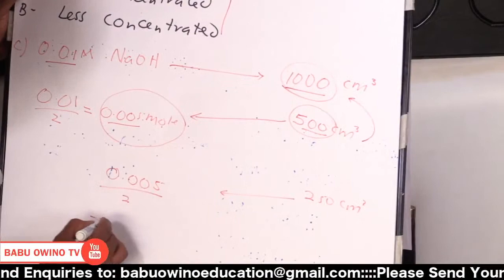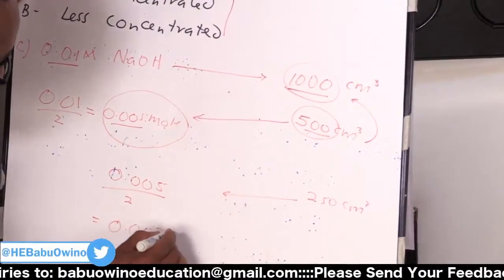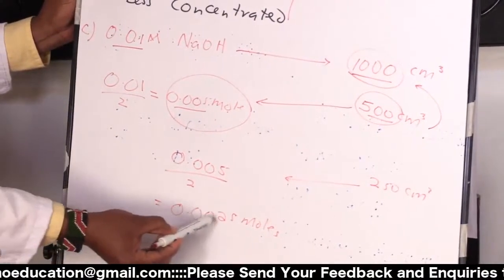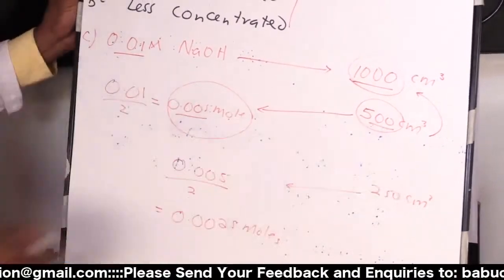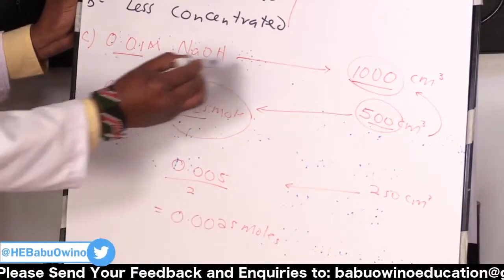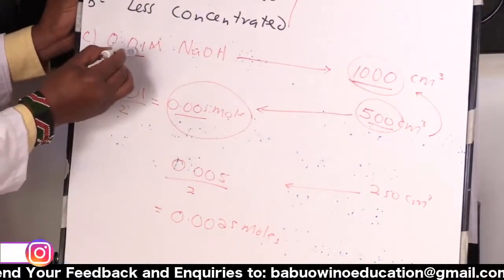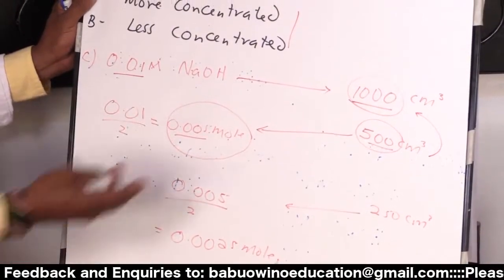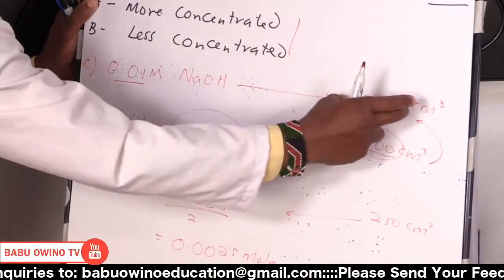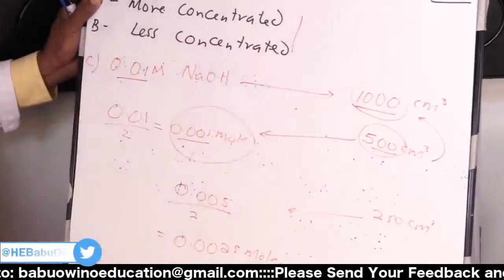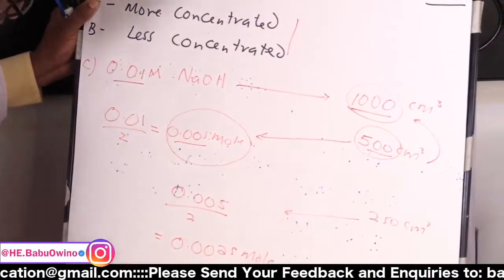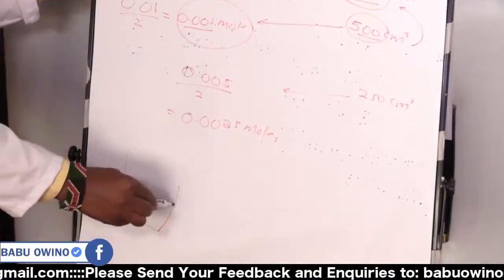Divide by 2, giving us 0.0025 moles. In other words, if you have 0.0025 moles in 250, it has the same concentration as 0.01 moles in 1,000. Because what we have simply done is take from the 1,000, after mixing and stirring, and fetch from it. We are saying, for instance, we have that solution in that beaker.